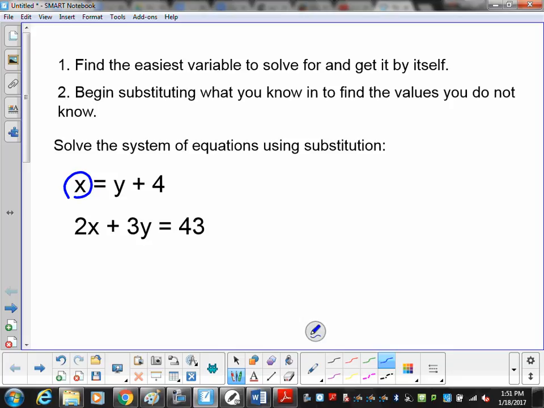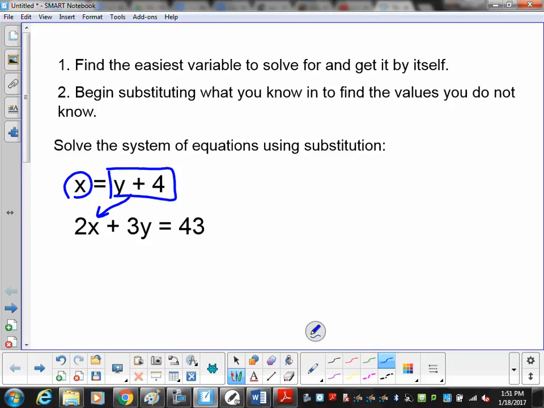It's already by itself. Okay? And so number one's pretty simple because of the fact that I've already got a variable solved for. So then I go straight to number two, and it says begin substituting what you know. We know that x equals y plus 4. So you're going to plug it in to what you don't know.